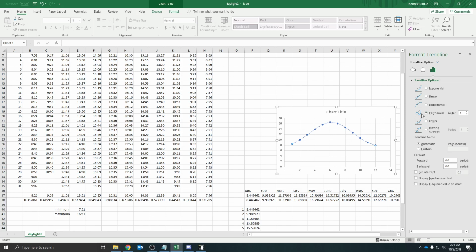So I'm going to actually get rid of that. Ooh, I don't know how to get rid of that. I guess I have to click it and delete it.